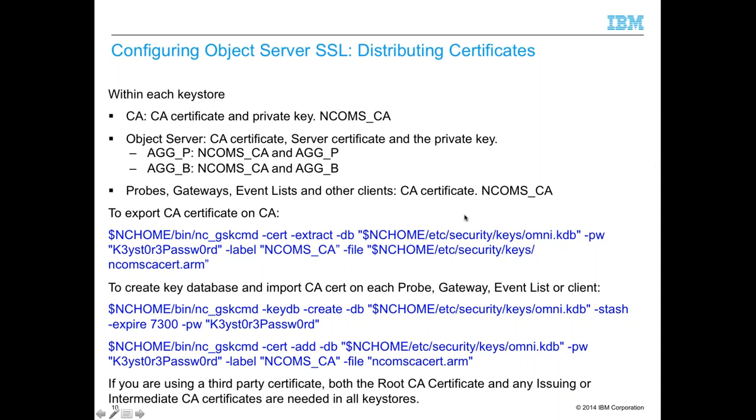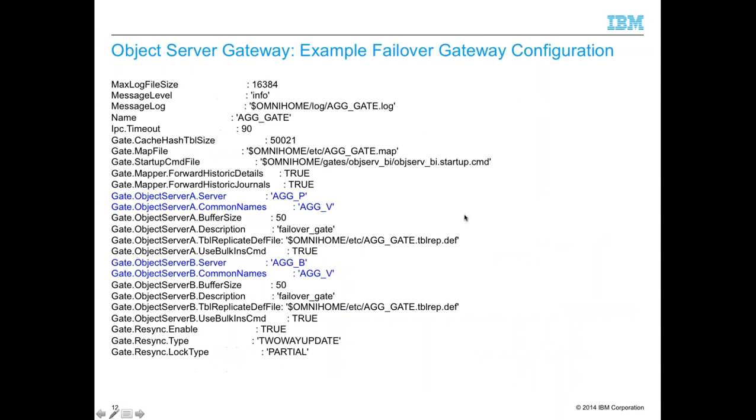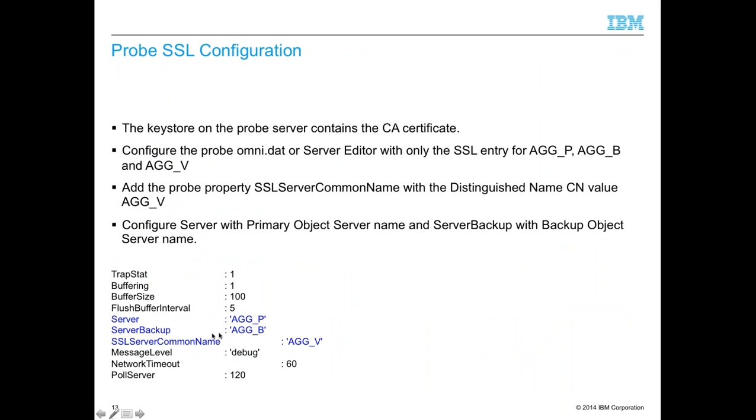Just like in this example configuration, you'll still need your common names properties. So you'll still set your server and your backup server to the same values, but there are additional common names properties that you would have to configure within the probes and gateways to match the common name in the certificate.